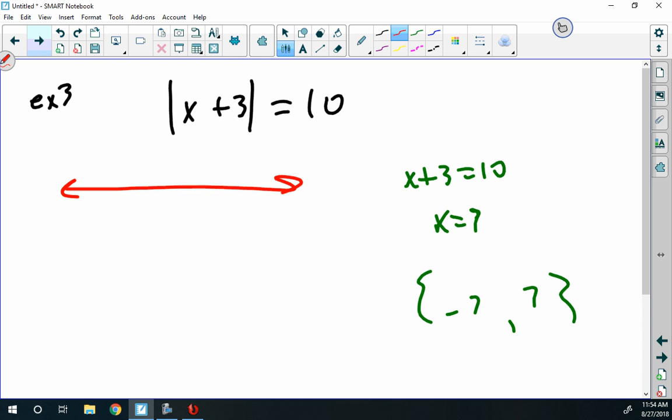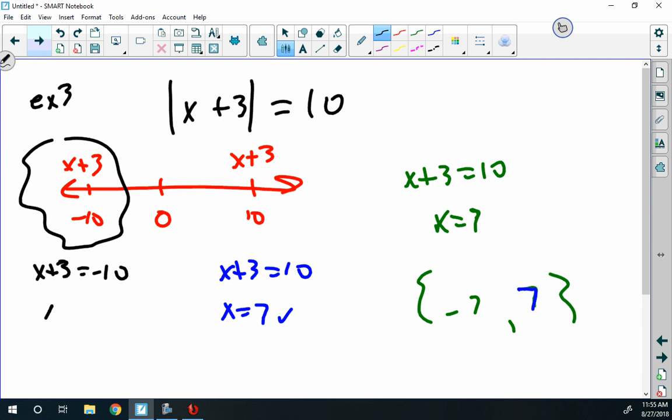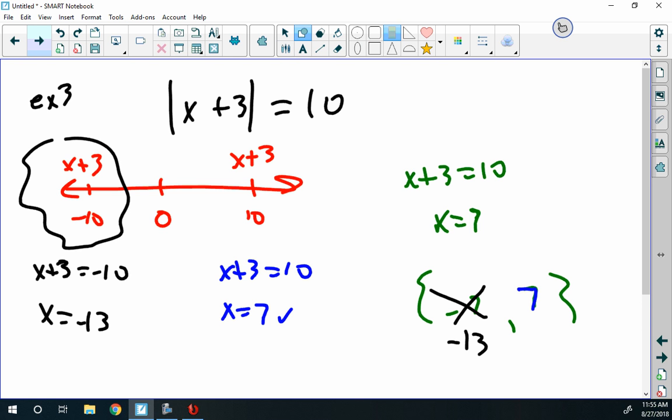What that expression is saying is that x plus 3, here's 0, here's 10, is 10 units away from 0. So if we look at this, x plus 3 is 10, x is 7. That's good. But over here, x plus 3 is also negative 10, so x would be negative 13. So instead of negative 7, it's negative 13. Don't always assume that it's going to be plus or minus the same thing.